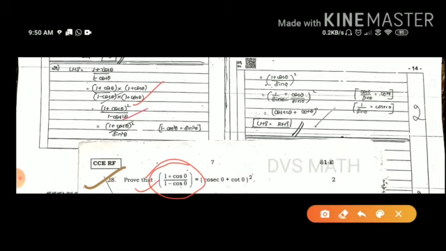So here 1 plus cos theta, and for the denominator we are using this identity, sin square theta plus cos square theta is equal to 1, and finally you will get a square. So again separate the denominators, so 1 by sin theta is cosec, cos by sin is cot, and you will get the RHS.